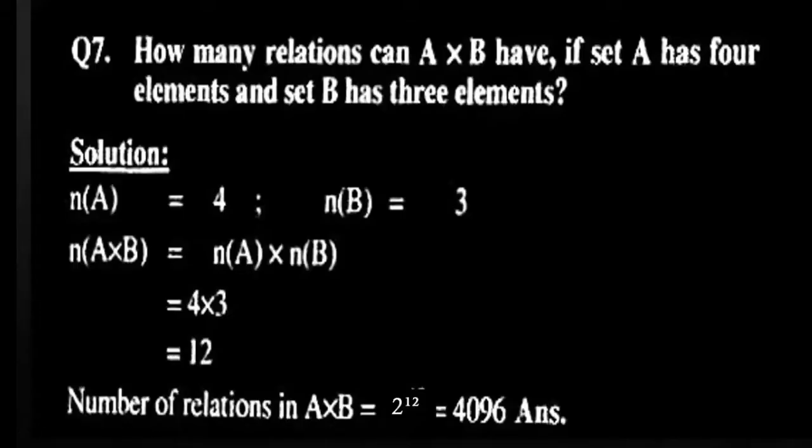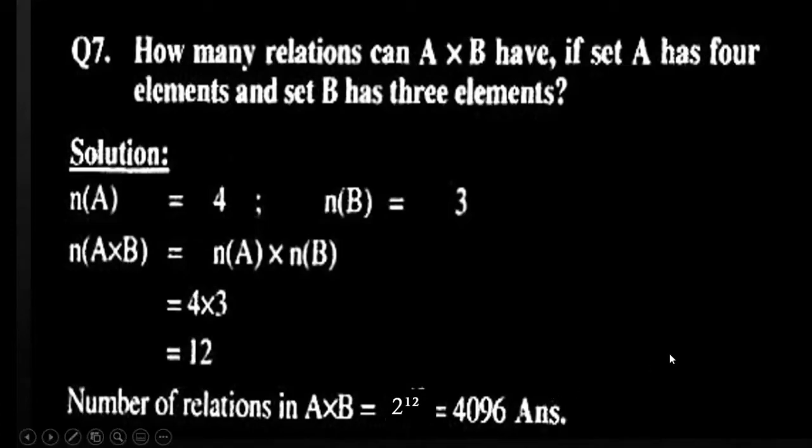4 3s are 12. It means that there are 12 elements which are going to be present in the Cartesian product. Now what do we have to find? We have to find the number of relations in A cross B. For the relations we have a formula, 2 raised to the power mn. mn is 12. So 2 raised to the power 12 is equals to 4096. So there are 4096 relations which can be made through A cross B, where A has 4 elements and B has 3 elements.